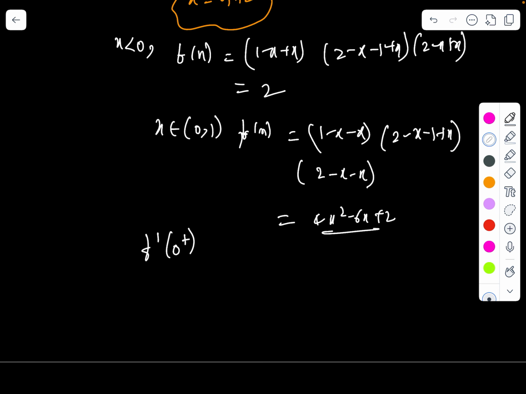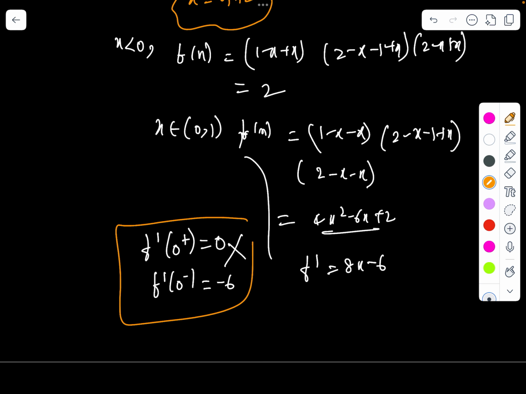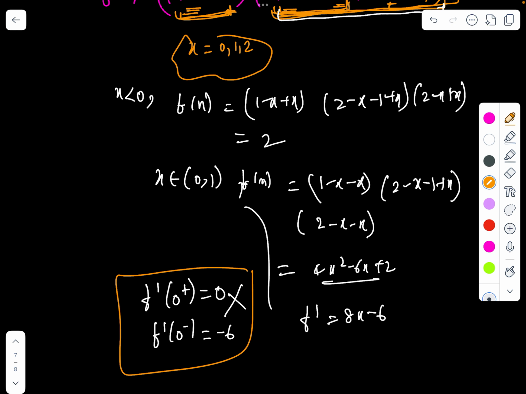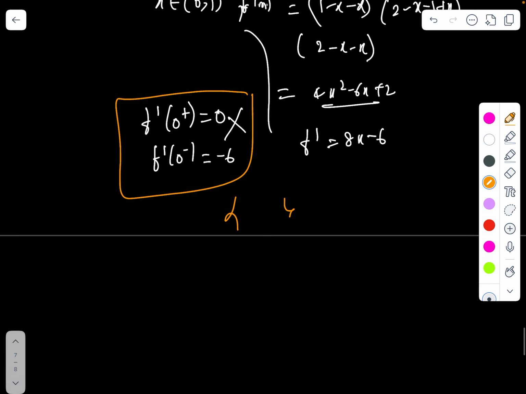f dash 0 plus and f dash 0 minus. So it's 0. And here if I see f dash, we'll have 8x minus 6 at 0, it's minus 6. So clearly it's not matching, the function is not differentiable at x equal to 0. Similarly, you can check for the other point, and the points of non-differentiability will be 0 and 2. So it was an excellent problem.